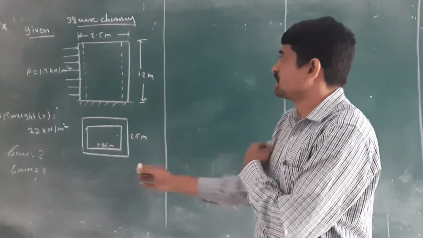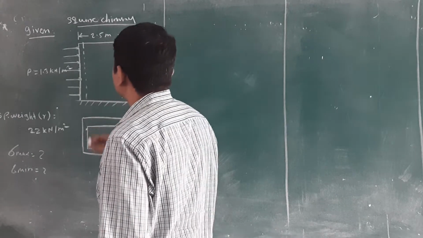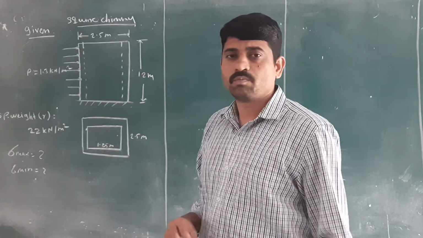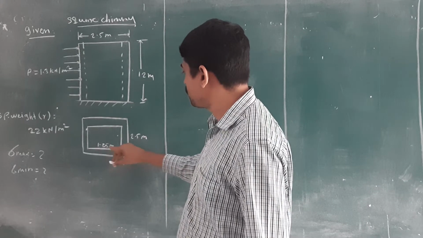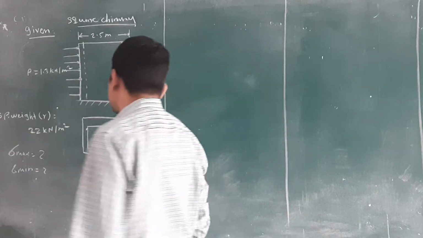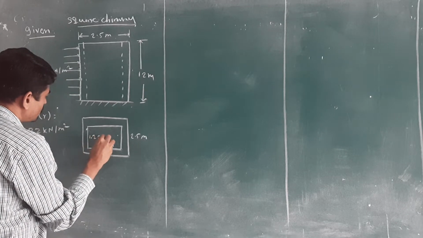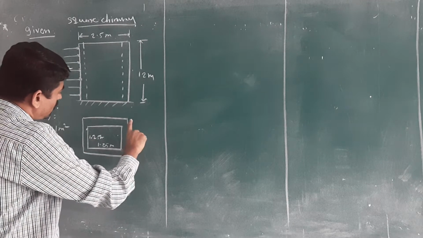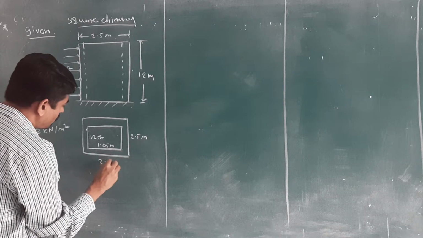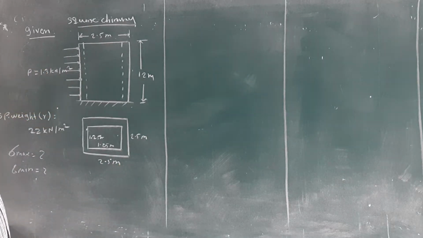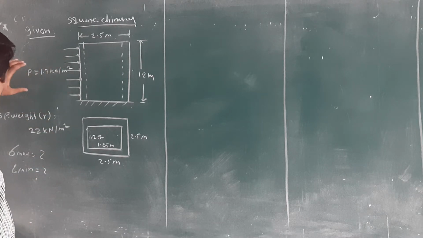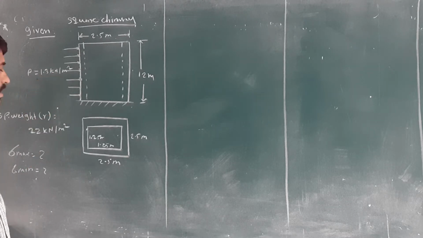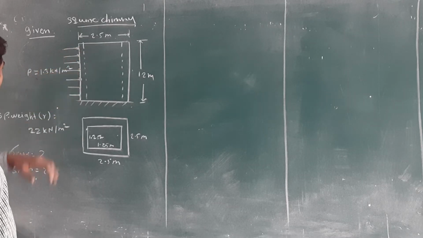What is given? See, here one square chimney is given, having the internal dimension 1.25 meter by 1.25 meter. Okay, square chimney is given, so B and D dimensions are the same. It has an external dimension of 2.5 meter by 2.5 meter, and the pressure intensity on the projected area is equal to 1.3 kilonewton per meter square. Okay, pressure is given on that projected area.